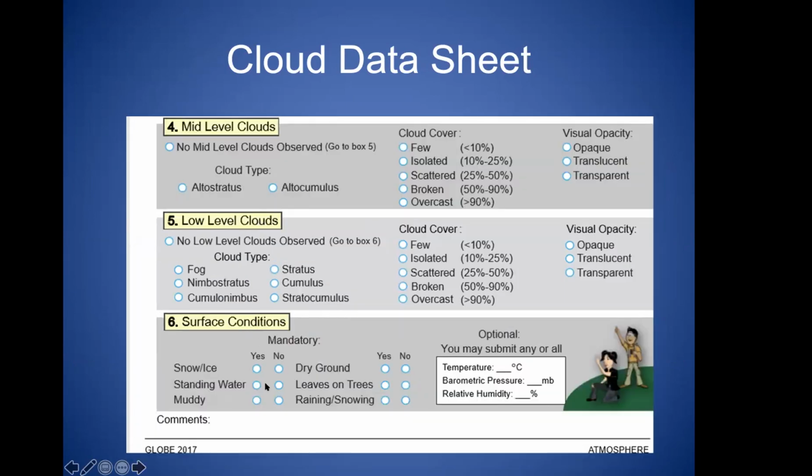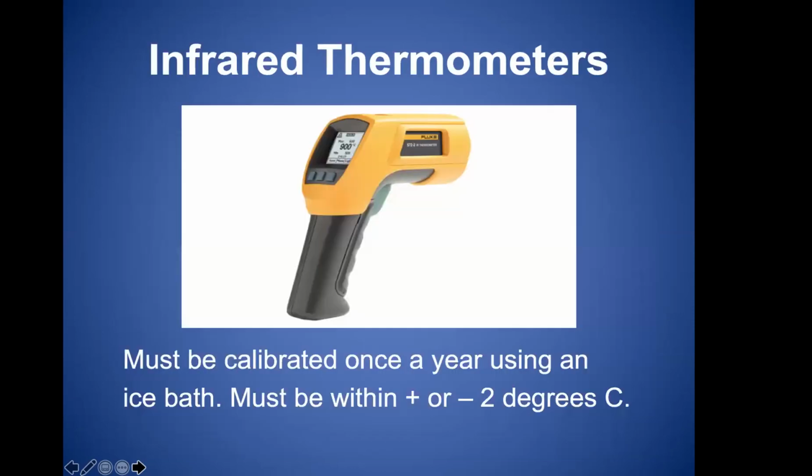Also included in this is the surface conditions, whether it's dry ground, snow, ice, or standing water. And you can also, as an option, include air temperature, barometric pressure, and relative humidity. Your observations are taken with an infrared thermometer, and this infrared thermometer must be calibrated once a year using an ice bath, and it must be within plus or minus 2 degrees Celsius to still maintain GLOBE quality data. If you're outside that range, then the only thing you can do is replace your infrared thermometer.